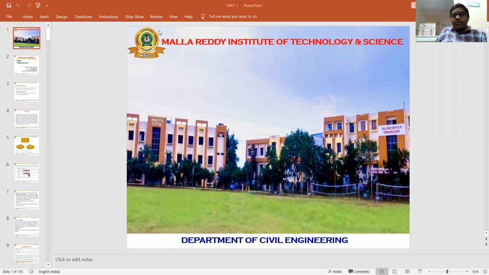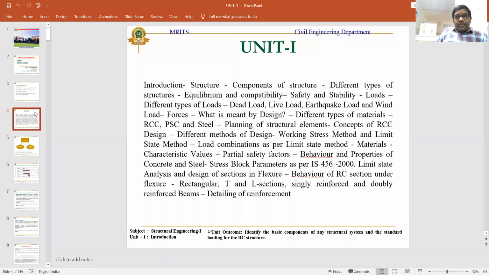Students, today we are going to discuss a revision on the first unit. As we all know, the first unit is about the introduction to RCC, reinforced cement concrete structures. Before starting, we first have to know what the syllabus is in the first unit.